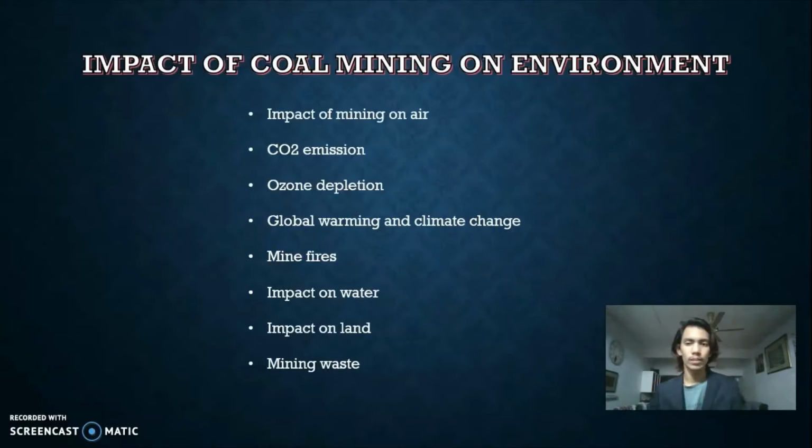Okay, so what is the impact of coal mining on our environment? Firstly, the impact of mining on air. Second, the emission of carbon dioxide. Third, when too much carbon dioxide is emitted to the air, it will lead to ozone depletion. Fourth, global warming and climate change. It will increase the temperature. And then fifth, mine fires. Sixth, impact on water. Seventh, impact on land. And lastly, mining waste.